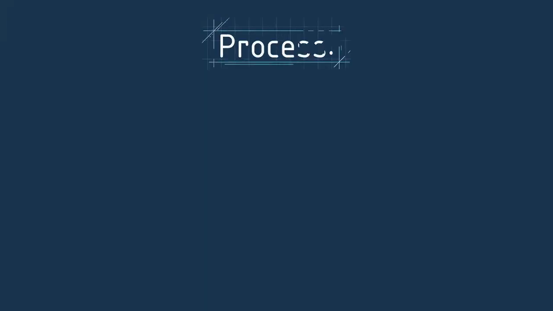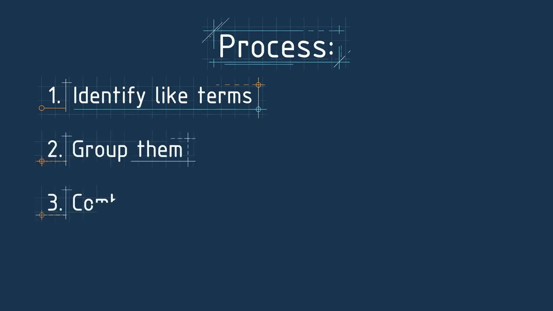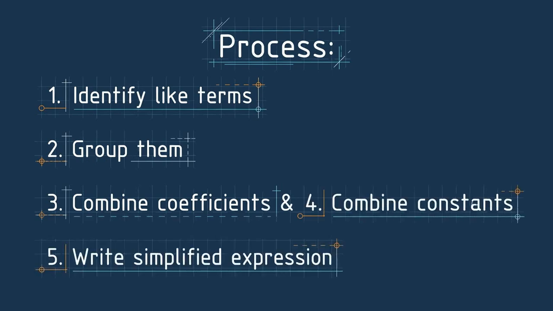Here's the process we'll use every time. First, identify like terms. Next, group them. Then, combine the coefficients. After that, combine constants. Finally, write the simplified expression.